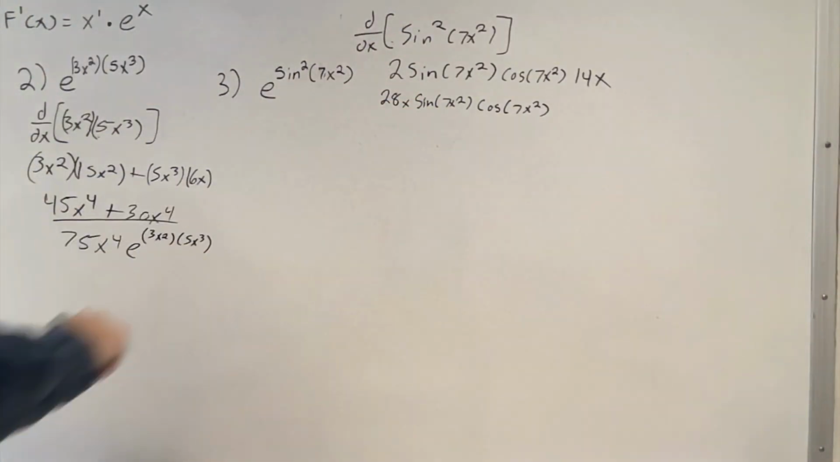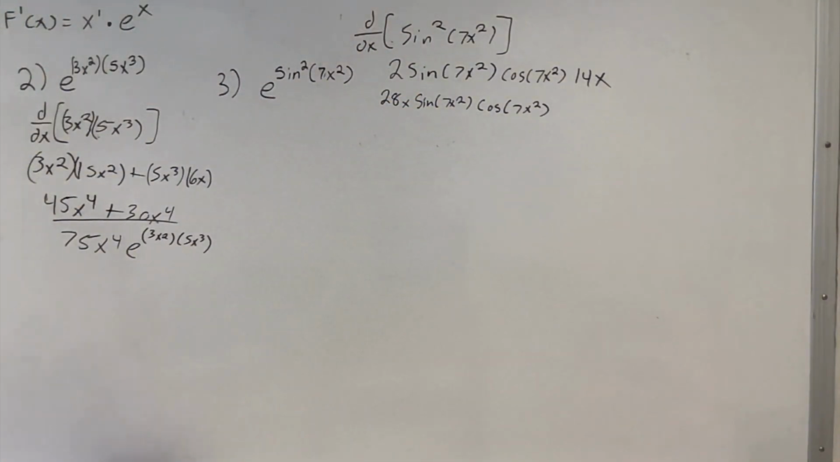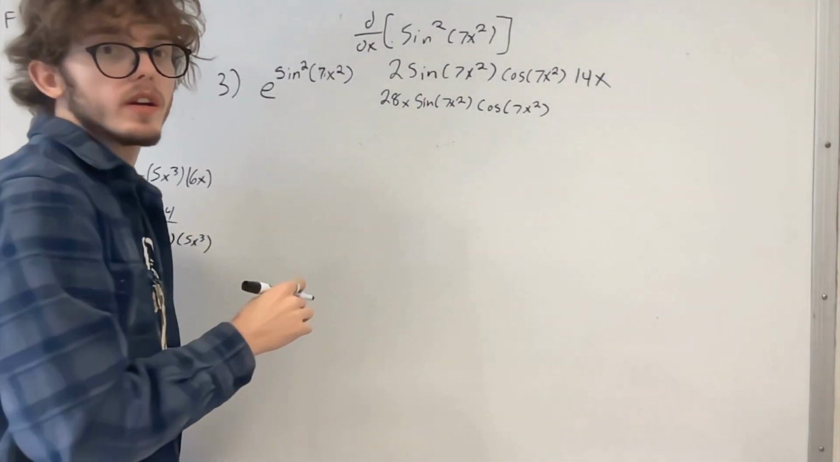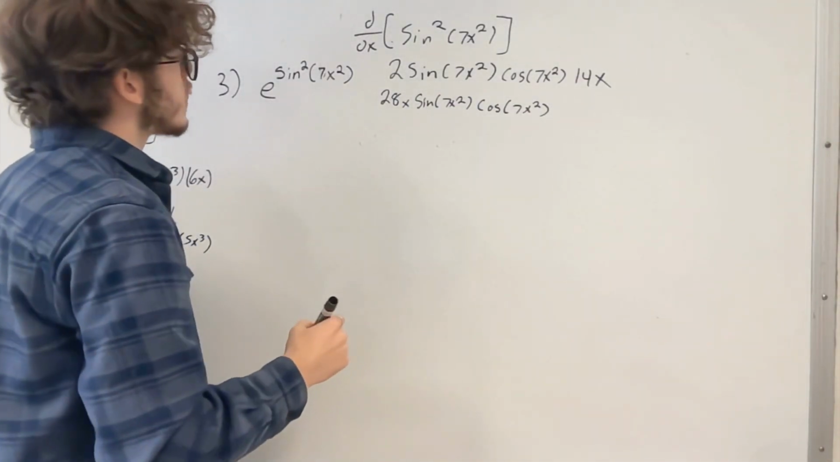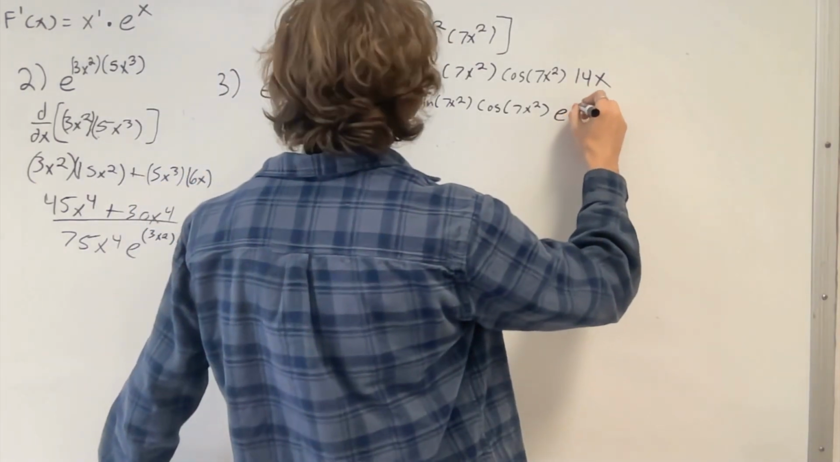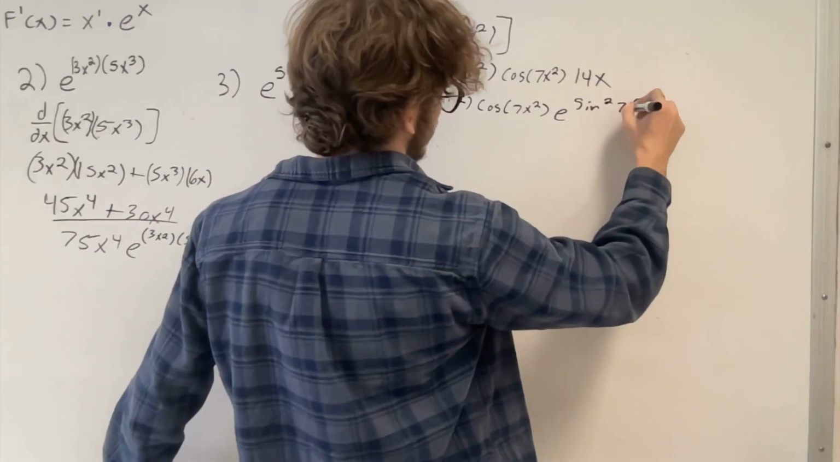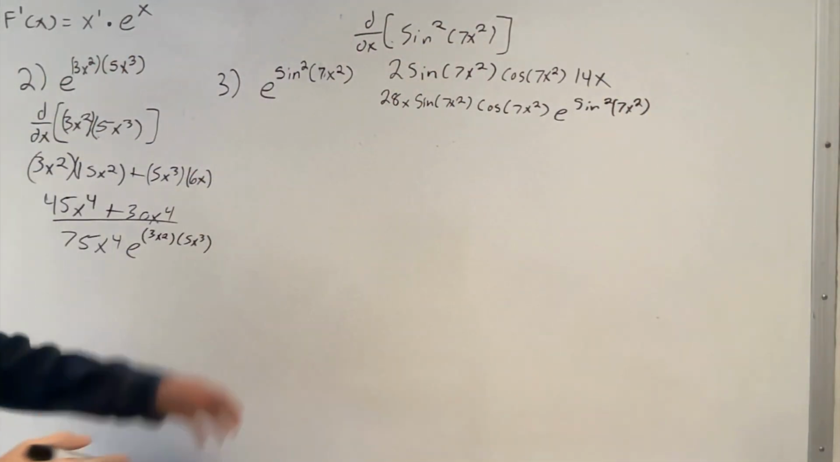Okay, so that there is what we bring down in front. So we will actually, I have some room over here, so I'll actually do that. And then e to the sine squared of 7x squared. So that's the derivative of that function.